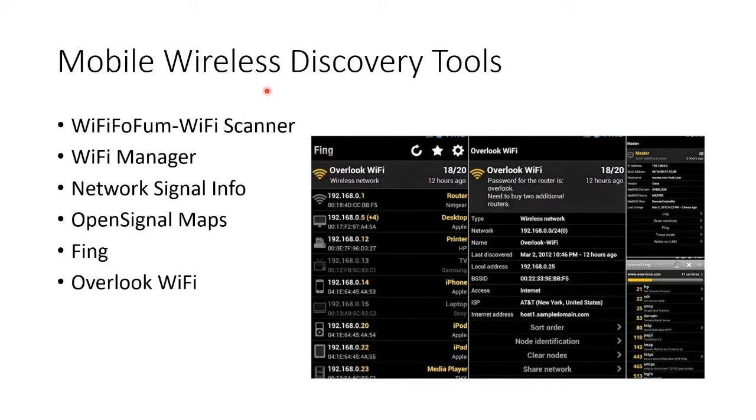There are, of course, plenty of Wi-Fi discovery tools that will run on mobile devices. So there's Wi-Fi Fun Thumb, there is Wi-Fi Manager, Fing, Overlook Wi-Fi, OpenSignal, Network Signal, and here are just some examples right here on your Android device.